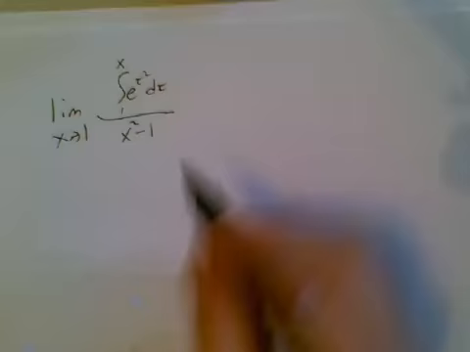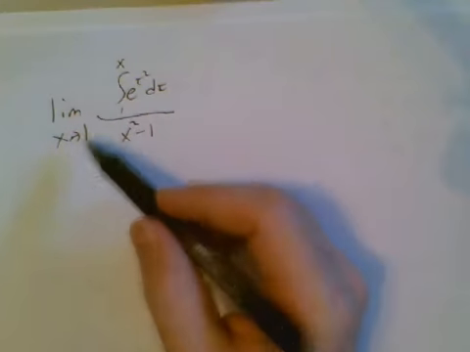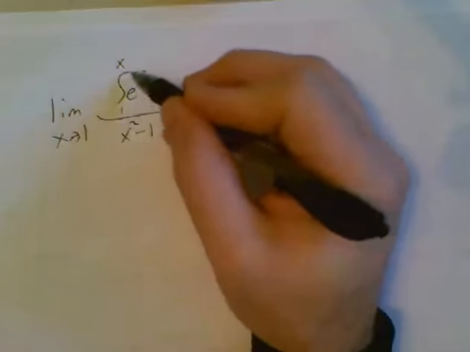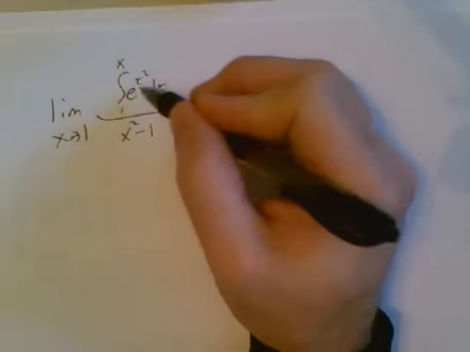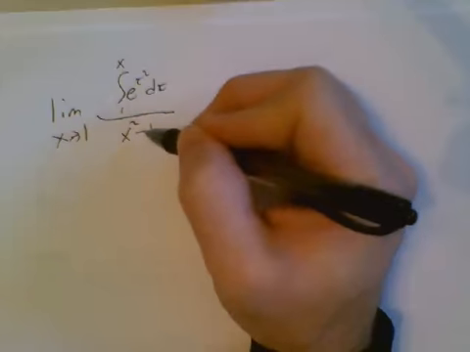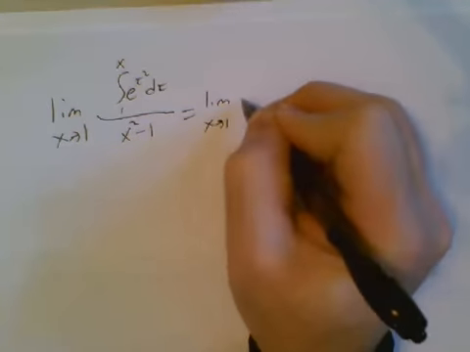Alright, so this one looks very weird, obviously, because you have an integral within your limit. But that's okay. Put in the 1 and see what you get. The integral from 1 to 1 of whatever is going to be 0. So you have 0 over 1 minus 1, of course, is 0. Now I'm going to use L'Hopital's rule. So that's going to be the limit as x goes to 1.